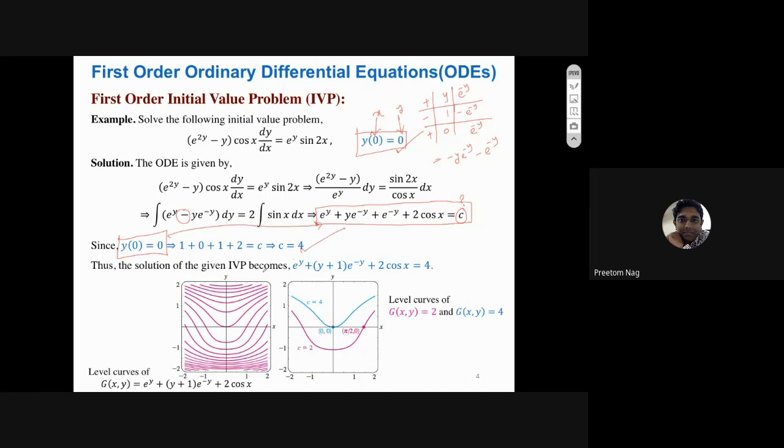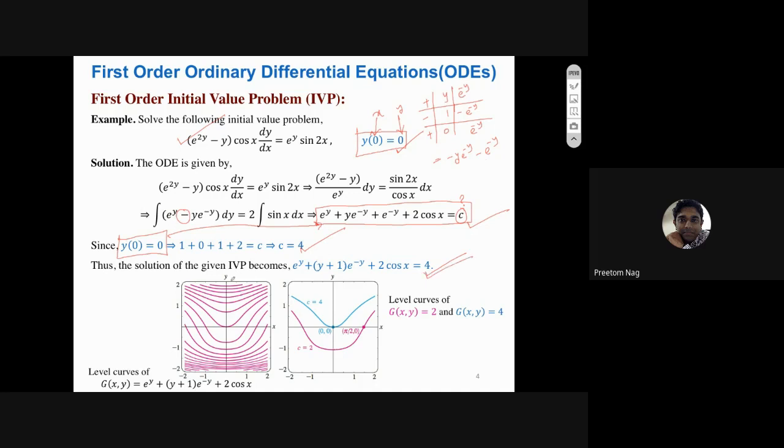Thus the solution of the given initial value problem becomes e to the power y, and এখান থেকে e to the power minus y common, y plus 1 times e to the minus y, plus 2 cos x equals to 4. This is the particular solution for this initial value problem. And this was the general solution, and applying the initial condition we become able to find out this final solution.